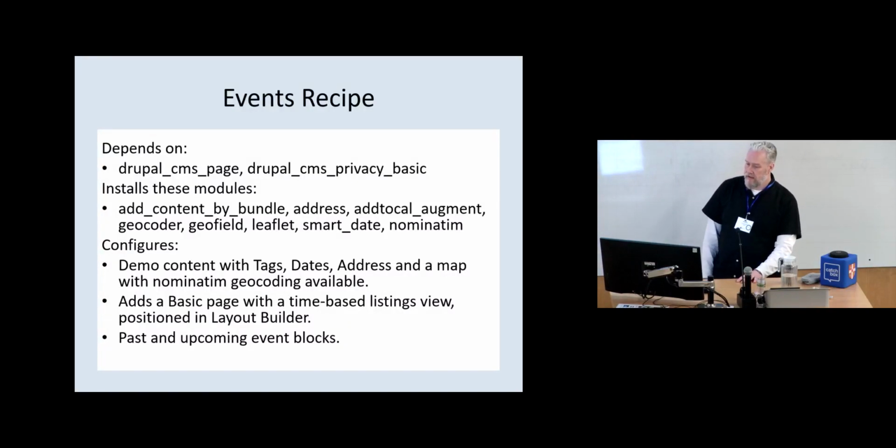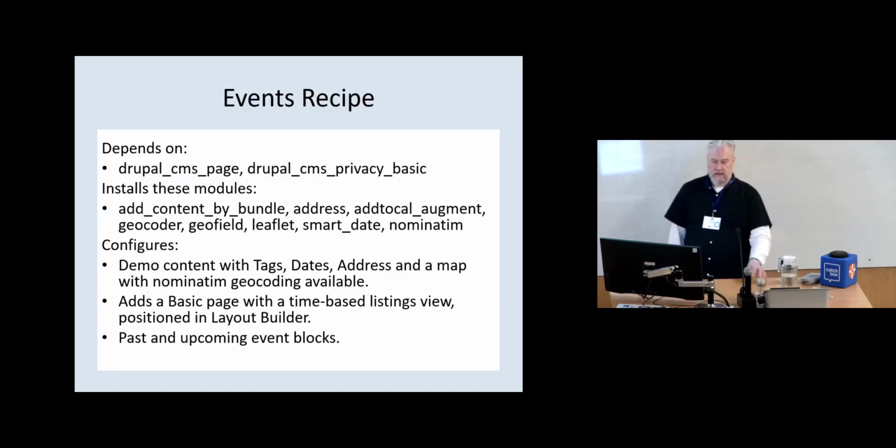Okay. Events, I really like this recipe. Again, we've got add to content, but this one has address, add to cal, augment, geocode or geofield leaflet. I think I've always been used to just adding Google Maps to everything, and I really liked the way this added leaflet rather than Google Maps, because it means you get a map and you get geocoding and everything like that without having to give all your details to Google.